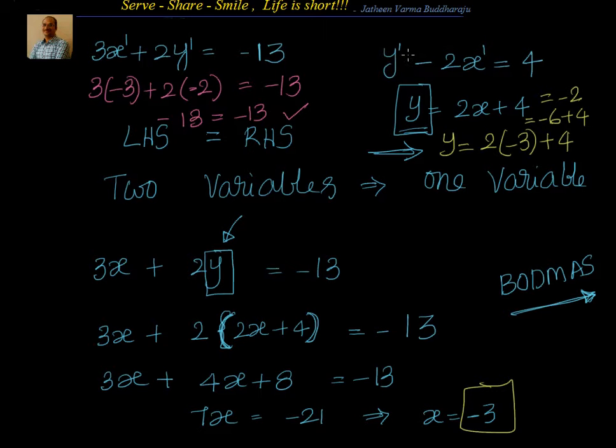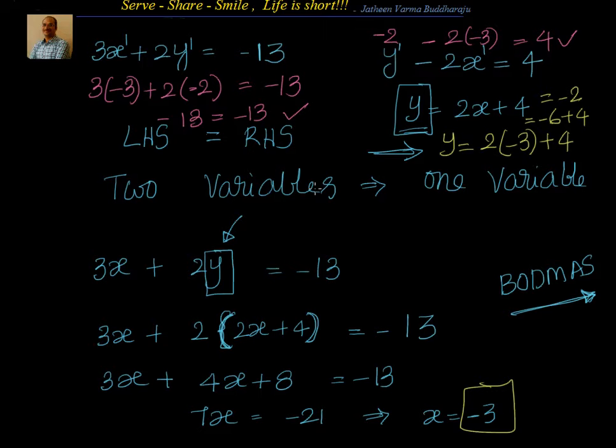Let us check in the other way also. y is minus 2, minus 2 into x, which is minus 3, should be equal to 4. Minus 2 plus 6 equal to 4. So we are good to go. So x equal to minus 3, y equal to minus 2 is the solution for this linear equation in two variables. Now before we go to the next example.